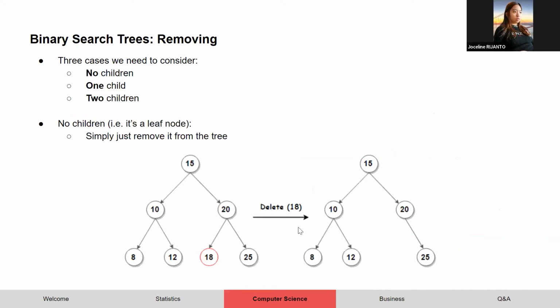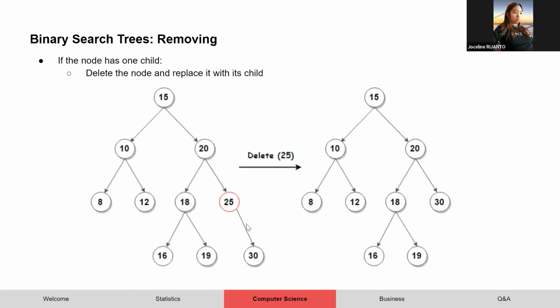All right, next we have removing. There are three cases that we need to consider: when the node we want to delete has no children, or it has one child, or it has two children. When it has no children, there are no nodes under it. So for example, 18, we just simply remove it from the tree to give this resulting tree.